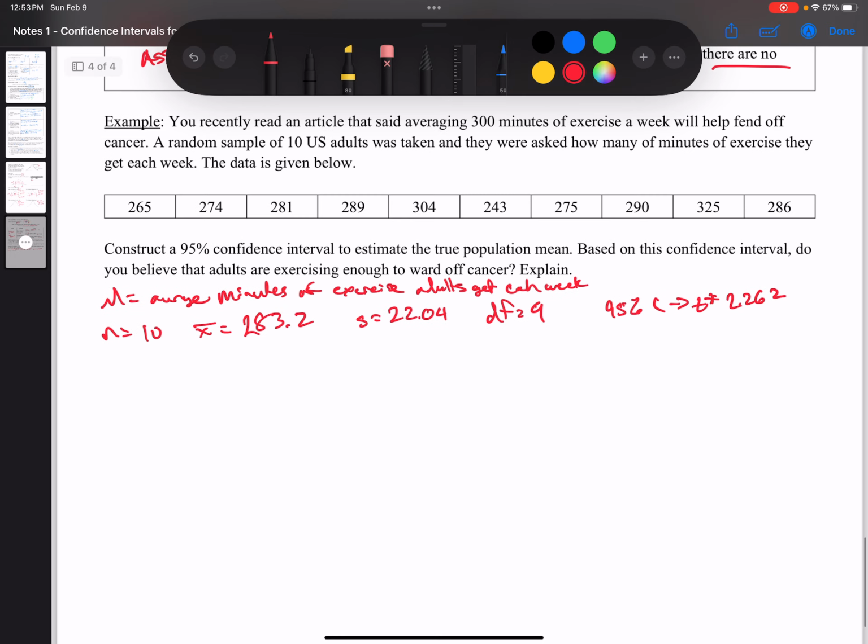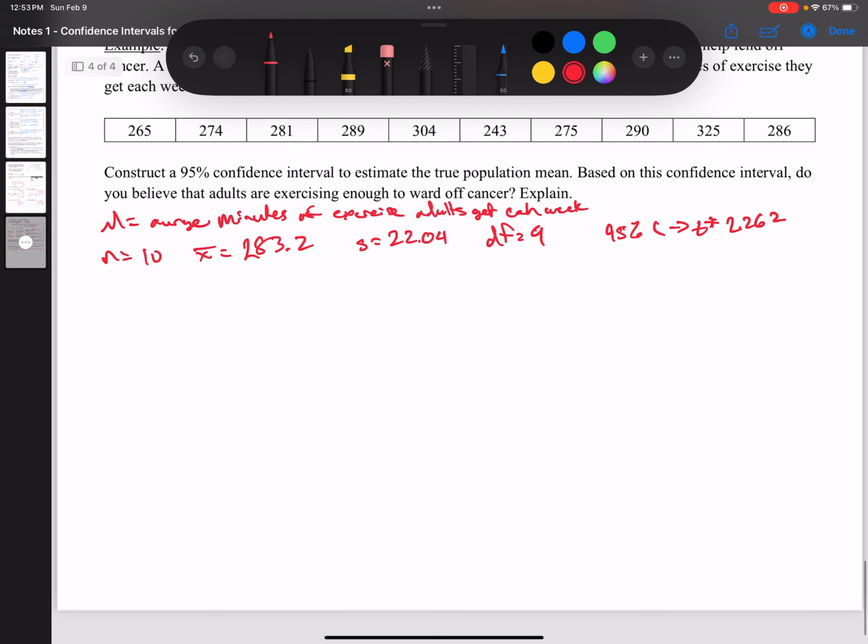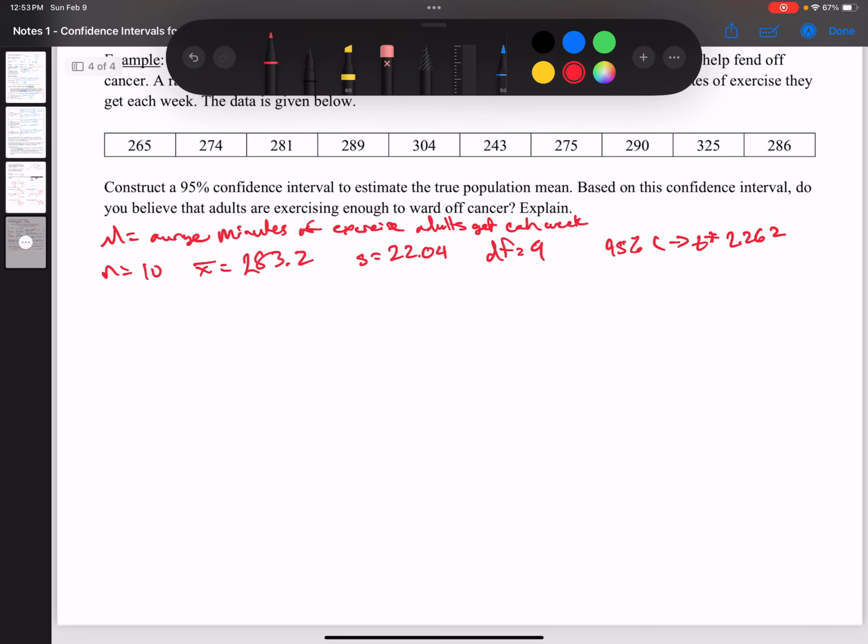All right, I'm running out of room. I'm going to have to get a separate sheet. So I'm going to go ahead and check our conditions, and then I will erase this and then come back to it.